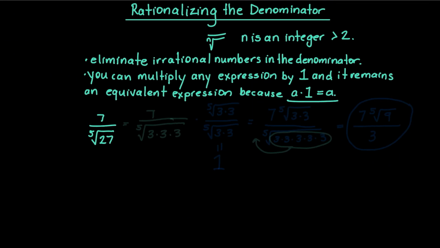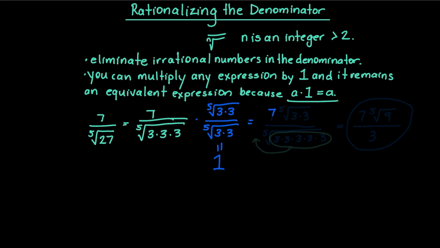Okay, let's take a look at some larger roots. So now we have 7 divided by the 5th root of 27. We know 27 isn't prime, so we're going to start by breaking it into its prime factorization. 27 is 3 times 3 times 3. Well, if I have a 5th root, I know I need 5 3's to rationalize that denominator. So I know I need the 5th root with 2 additional 3's, and I can only do that with an equivalent form of 1.